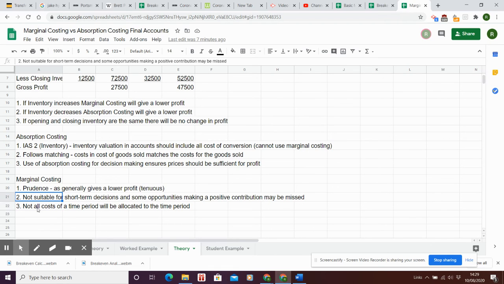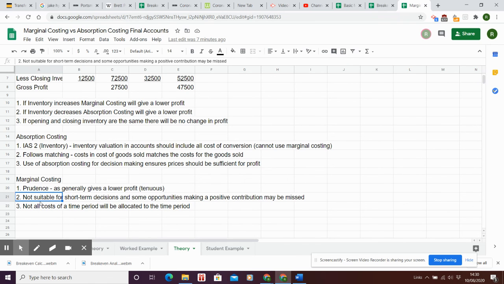And again, this is really a slightly tenuous argument, because it's going back to the fact that, as I will discuss in another video, marginal costing is a fantastic tool for making short-term decisions a business needs to make on an ongoing basis. And therefore, most businesses use both absorption costing and marginal costing for the right job. And what may happen if you ignore marginal costing altogether, then you will miss out on some short-term opportunities which will make a positive contribution to a business.